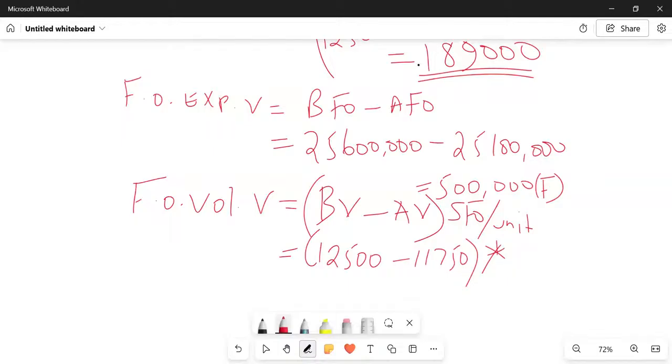I should take something divided by something. I should take what divided by what? I know it will be something divided by 12,500. 3,000 times. Because you see, to get standard fixed overheads, we should take the total of fixed overheads given in the budget, budgeted fixed overheads over budgeted output.